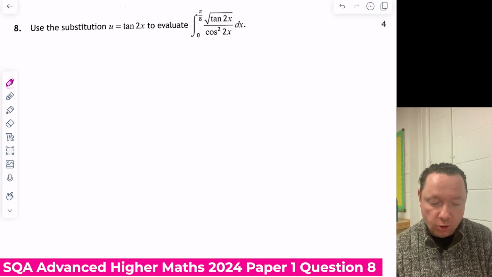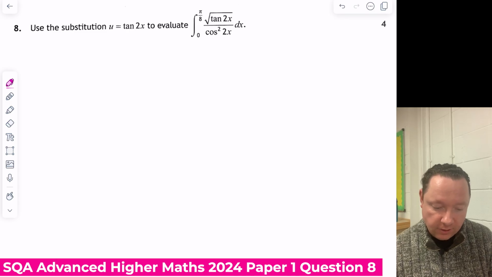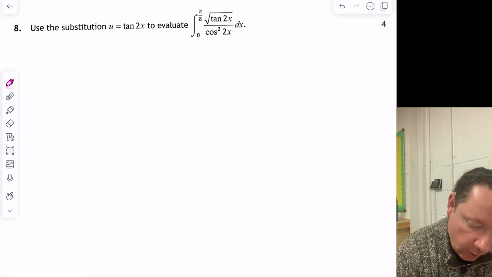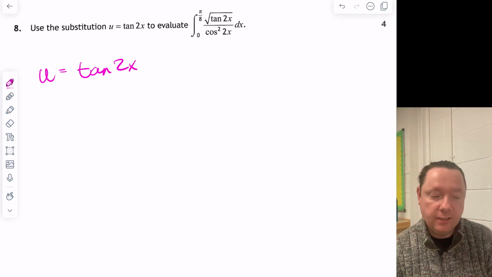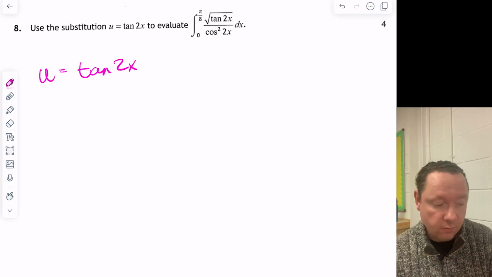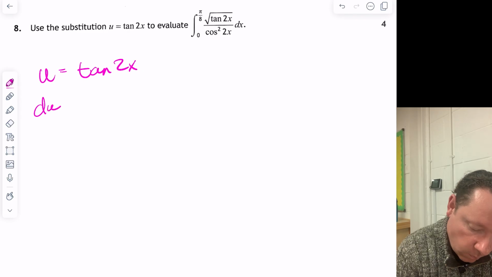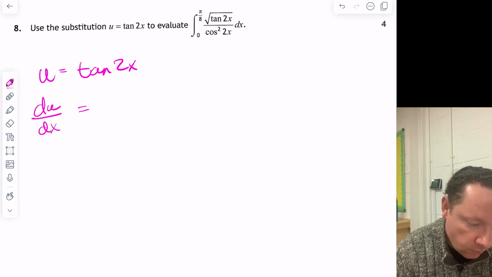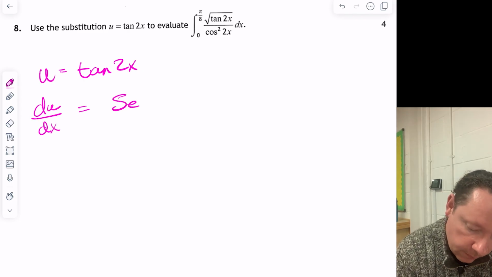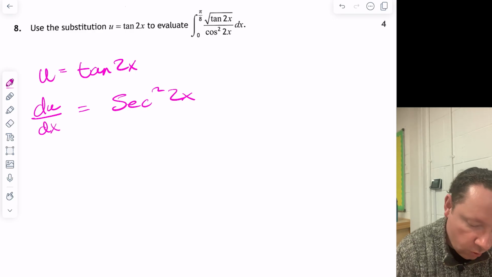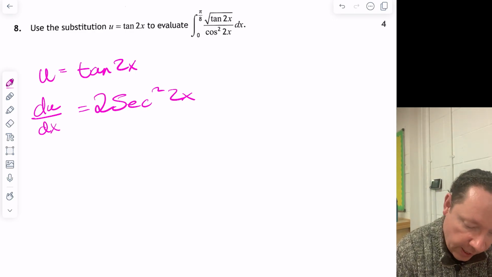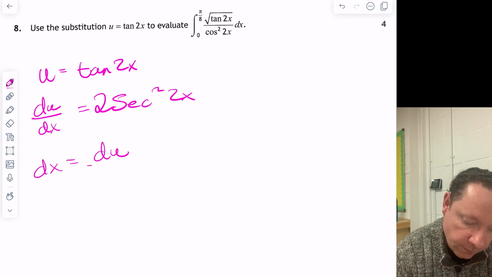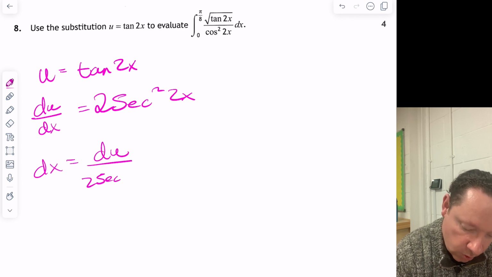Use the substitution u is tan 2x to evaluate this integral. Okay, let's start with u equals tan 2x then. So we're going to have to get rid of the dx anyway. So even if you don't know what to do, you should just start with that. du by dx is sec squared 2x, start of the exam paper if you don't know, times 2 because of the chain rule. So that means that dx times that is du. So dx is du over 2 sec squared 2x.